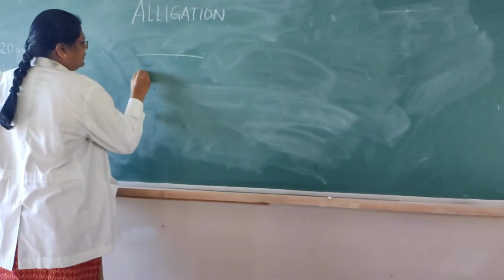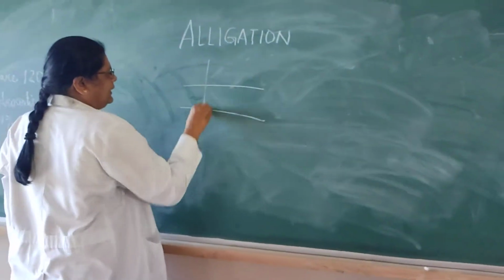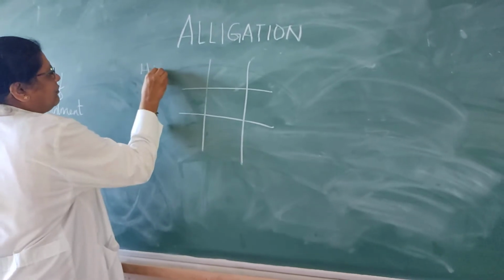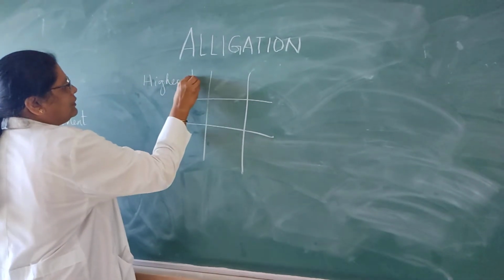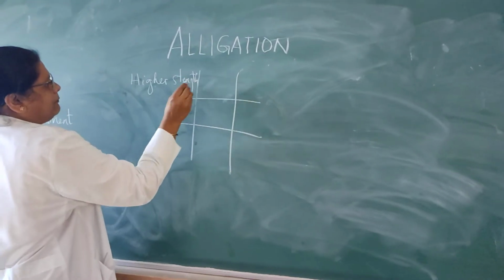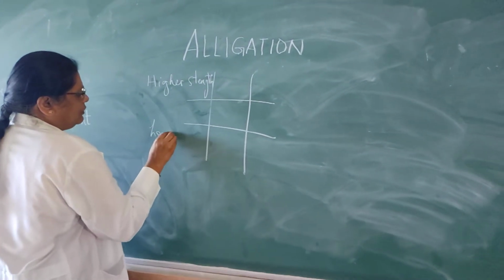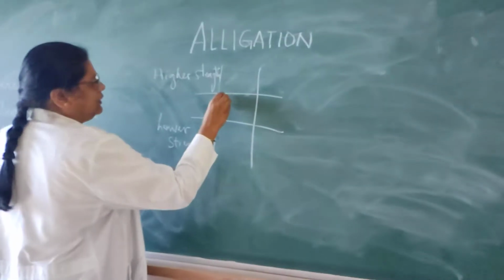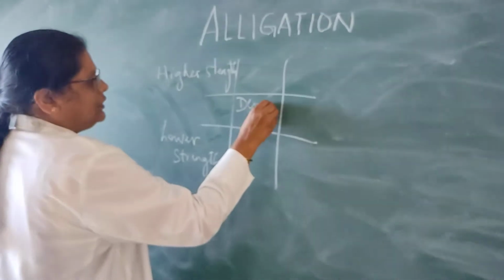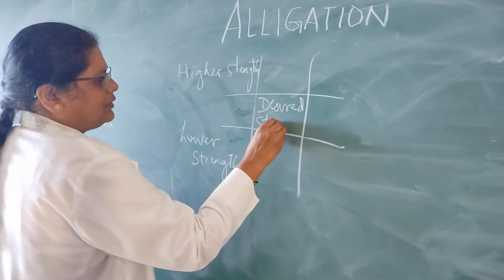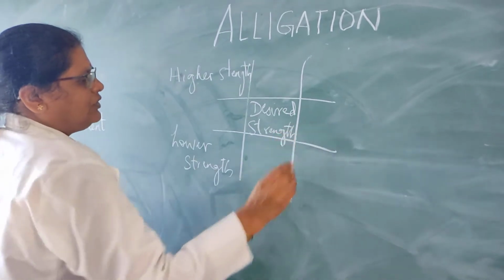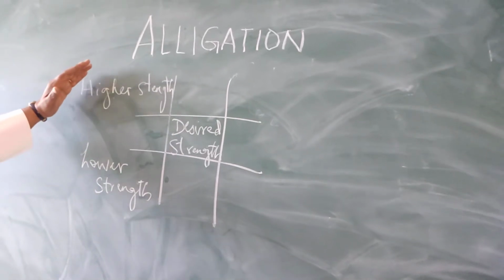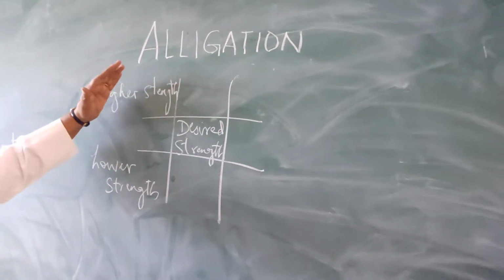So this is the alligation grid we say. This is the value of higher strength, this is the value of lower strength, and here it is the value of desired strength. So this is called the alligation grid. We can substitute the values in this grid.